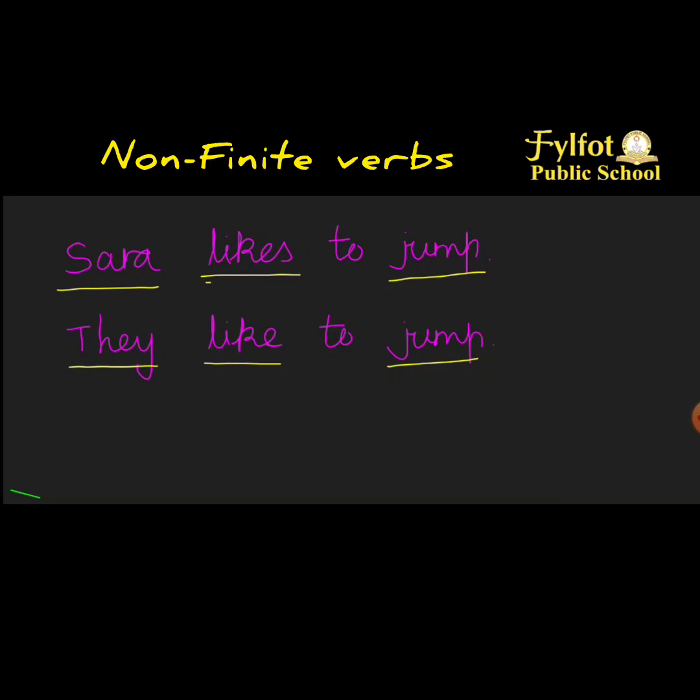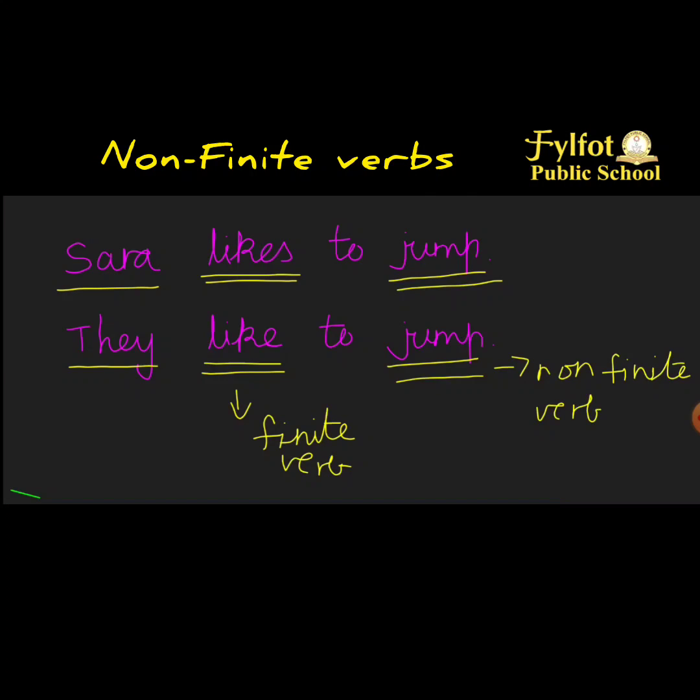So likes, like is a finite verb as it indicates the tense and agrees with the subject, and jump is a non-finite verb as it doesn't indicate any tense or agree with the subject. Let's see one more example.